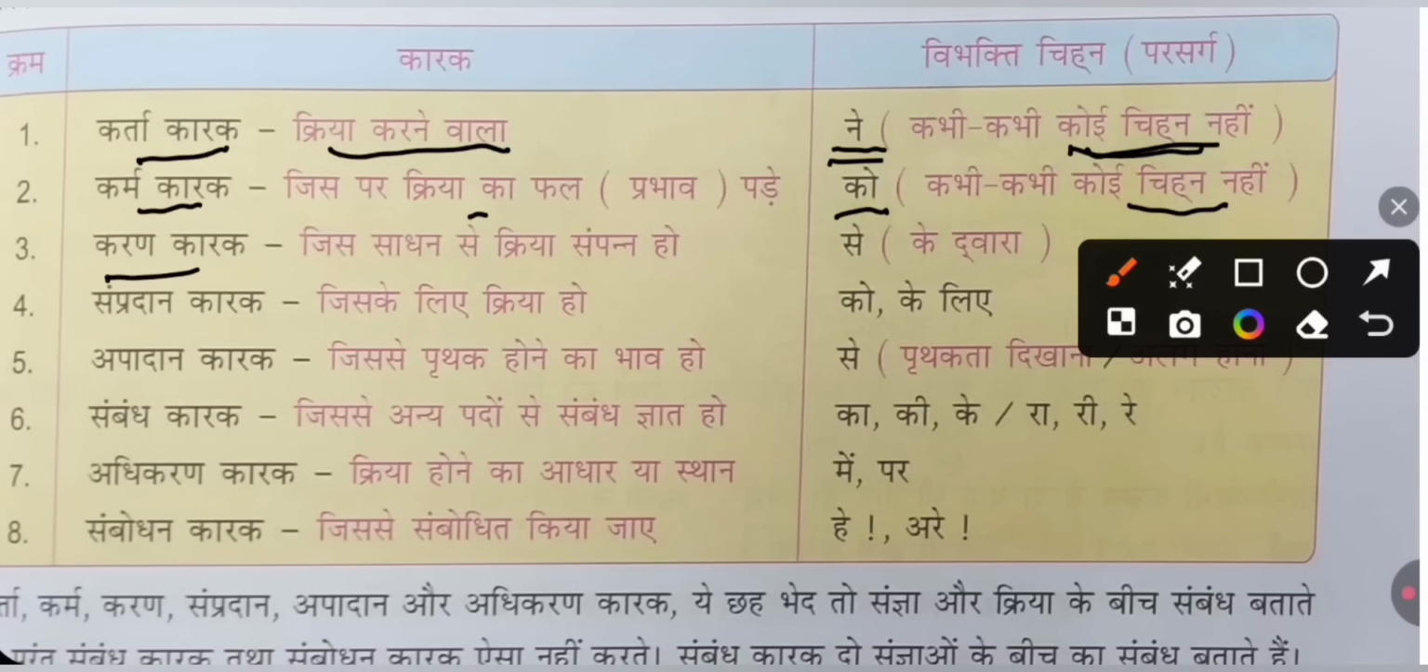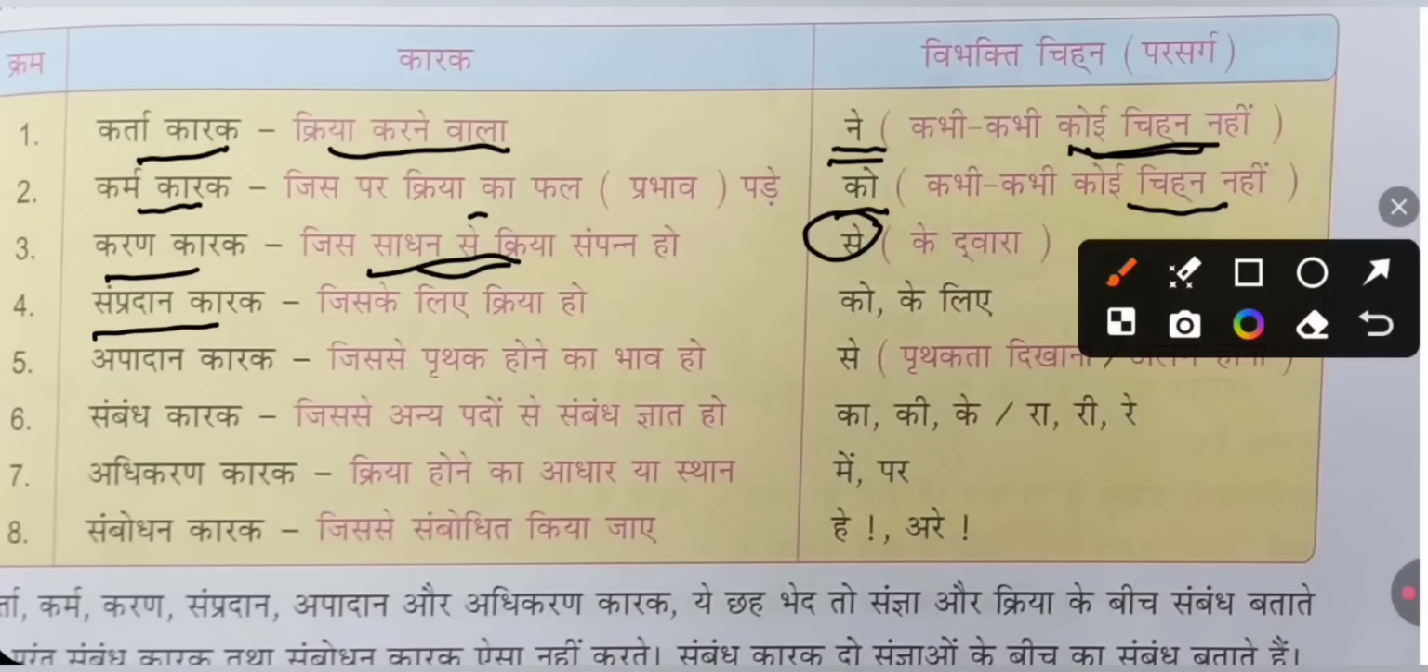Next is करण कारक, जिस साधन से क्रिया संपन्न हो, with which the action is happening. So the boy is playing with the ball. So with the ball only the boy is playing. So the action is completed with the ball. So the object which is used to do the action we say as करण कारक, and we have to attach से. Sometimes we attach के द्वारा also. के द्वारा means through which the action gets completed.